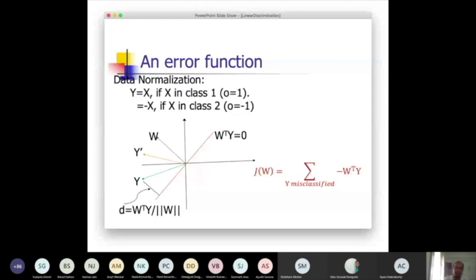You agree? So this is my new definition of the input feature vector. Y is the new definition. So all my samples will always lie in the positive half of W. I did not check whether it is positive or negative, of course I need to check that, but I'm saying this becomes a uniform definition. So I will always get a positive value.